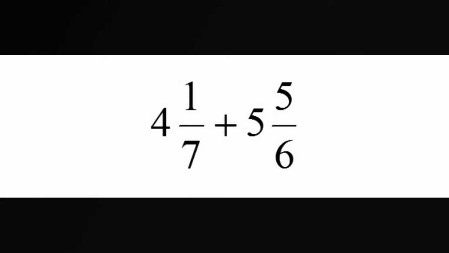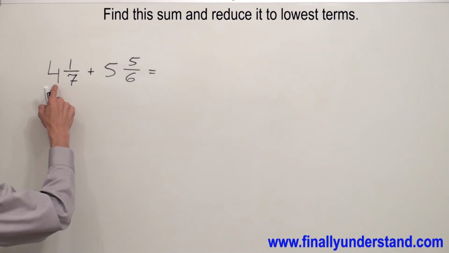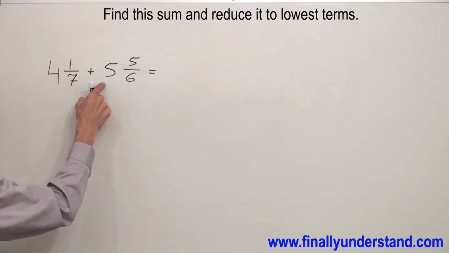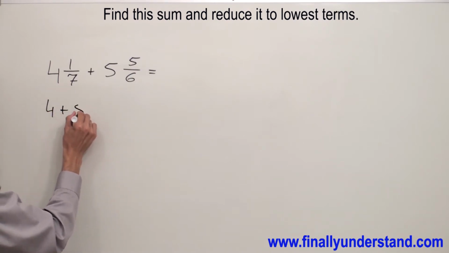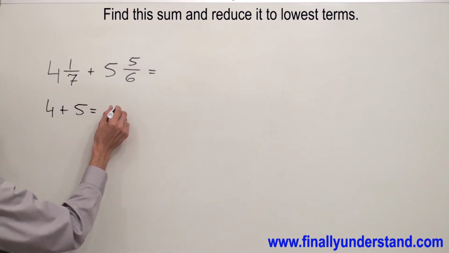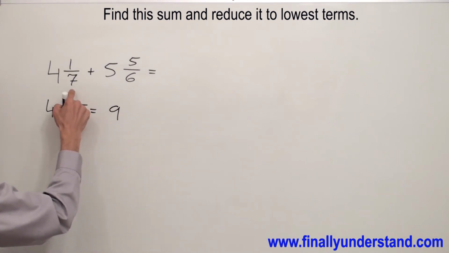Anytime we add mixed numbers, we will use the formula, which works only for addition, as we said before. We simply add the whole numbers first. 4 plus 5 equals 9. And after that, we have to add fractions.